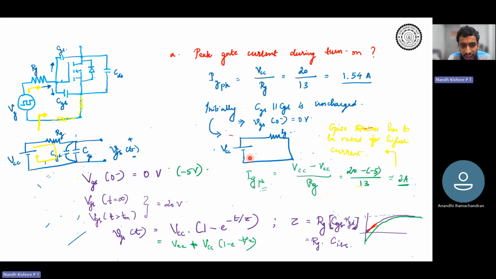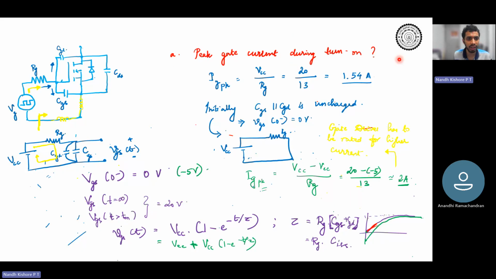And in the other case, if there is an initial voltage of minus 5 volts, where it was not rising from 0 to 20 but going from minus 5 to 20, the current would be VCC minus whatever is the initial voltage across the capacitor, divided by RG. So that would be 20 minus of minus 5 by whatever is the RG. This was how we computed the peak gate current.